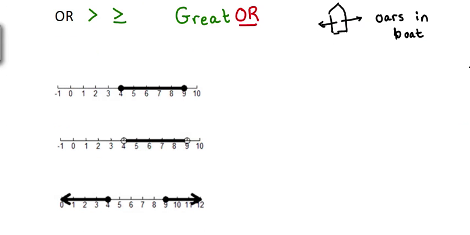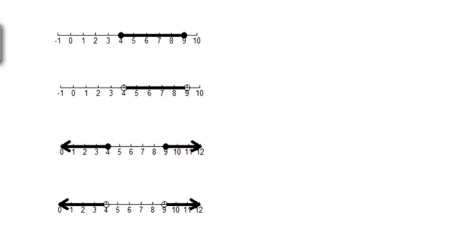Okay, now we've got 4 types of graphs. The first 2 each have endpoints, and there's only one piece in the graph. It's connected. The other 2 have endpoints, but they each have 2 arrows. So the first one is an "and" statement. This graph shows all the numbers that are greater than or equal to 4, and at the same time, they're less than or equal to 9. They meet 2 criteria. So this is an "and" graph.